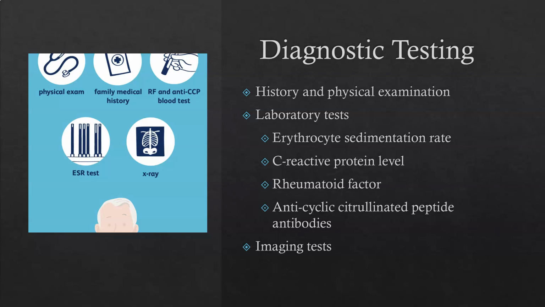The healthcare provider may then order laboratory and imaging tests to confirm diagnosis of rheumatoid arthritis. Laboratory tests may include checking the erythrocyte sedimentation rate, C-reactive protein level, rheumatoid factor, and anti-cyclic citrullinated peptide antibodies. Imaging tests may include X-rays, bone scans, MRI, or ultrasound.